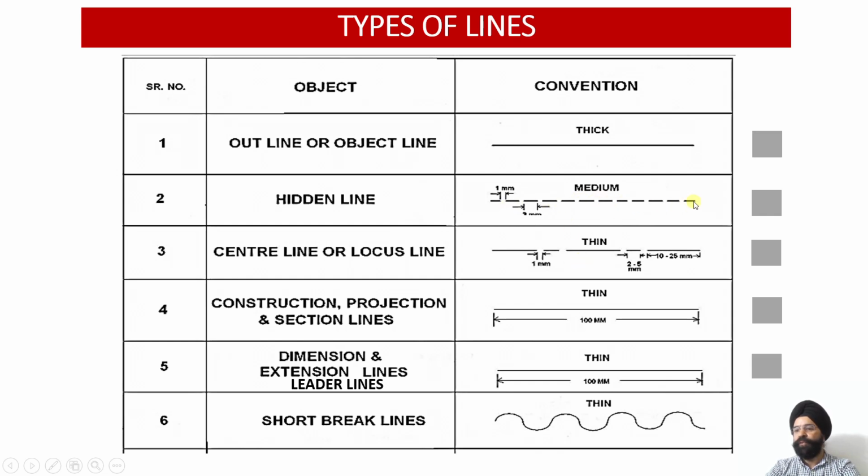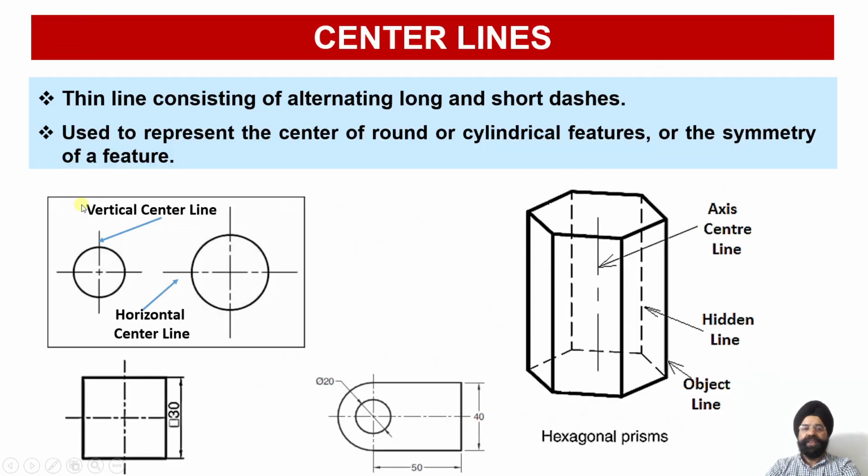Here you had the uniformly spaced dashed lines, but here you have long, small, long, small and long line. So this way there are alternate long and short dashes. Here you can see the example of a center line. So a center line is drawn as a thin line consisting of alternating long and short dashes. So there are small dashes and alternate long dashes.